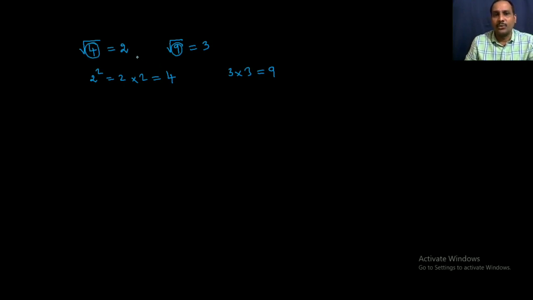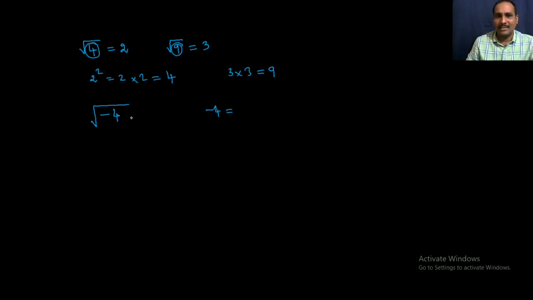I will explain. Root 4, it is 2. Root 9, it is 3. Means when you multiply 2 times 2, that is 2 square, you will write it as 4. And when you multiply 3 into 3, you will get it as 9. So these numbers can be written as the product of two equal numbers. But when you take minus 4, suppose, can you write minus 4 as the product of two equal numbers? No, it is not possible.